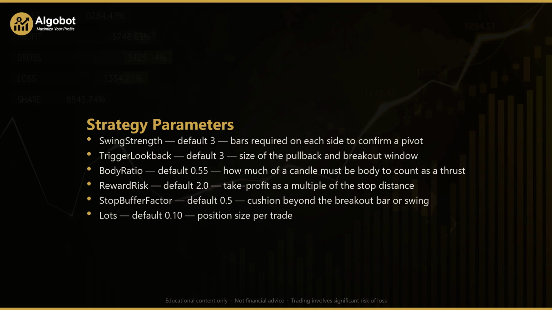StopBufferFactor defaults to 0.5. This adds a cushion beyond the breakout bar or swing, measured as a fraction of the candle's range, to help avoid being stopped out by minor noise. Finally, Lots defaults to 0.10 and simply sets the position size. Always size your trades responsibly in line with your own account and risk tolerance. Adjust these settings gradually and test each change before going live.